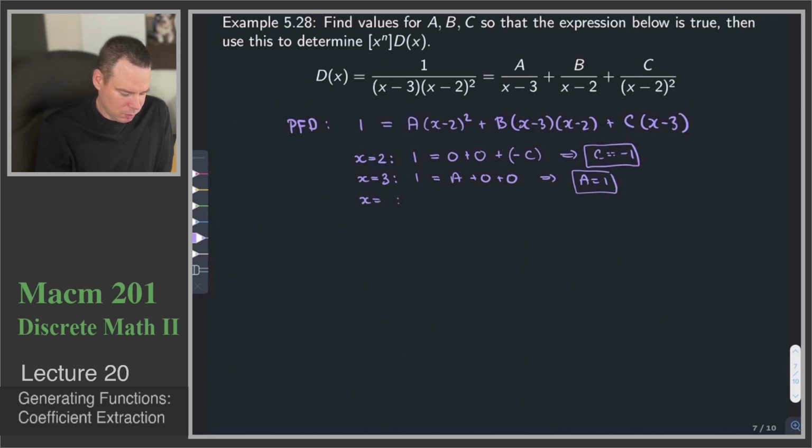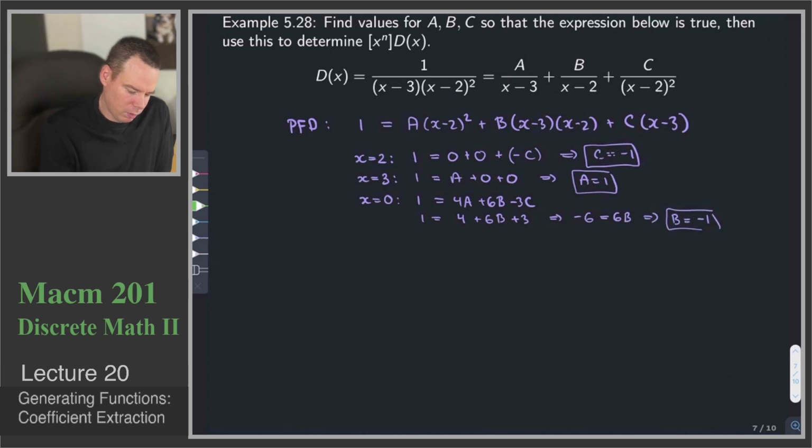And I've pretty much exhausted my strategic choices of x because the things that vanish are really where x minus 2 or x minus 3 vanishes. And I've used those two values, 2 and 3. So now I just pick a value of x, which makes things easy to work out. So if I pick x equal to 0, I get 1 is equal to 4a plus 6b minus 3c. But I know the values of a and c already. So I get 1 is equal to 4 plus 6b plus 3. Or in other words, negative 6 is equal to 6b. Or b is equal to negative 1.